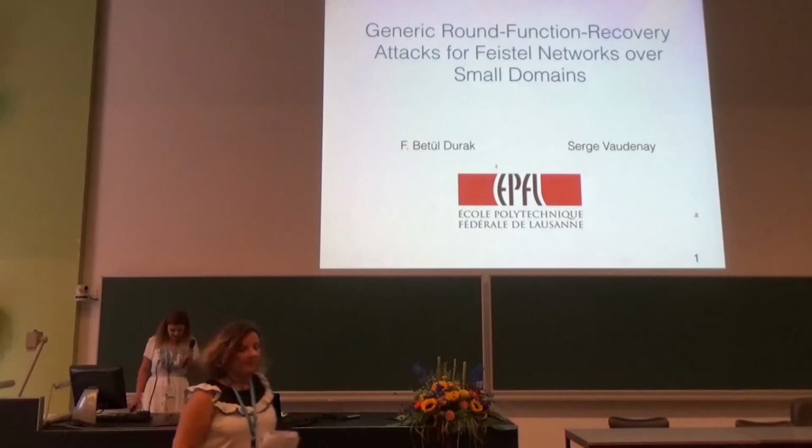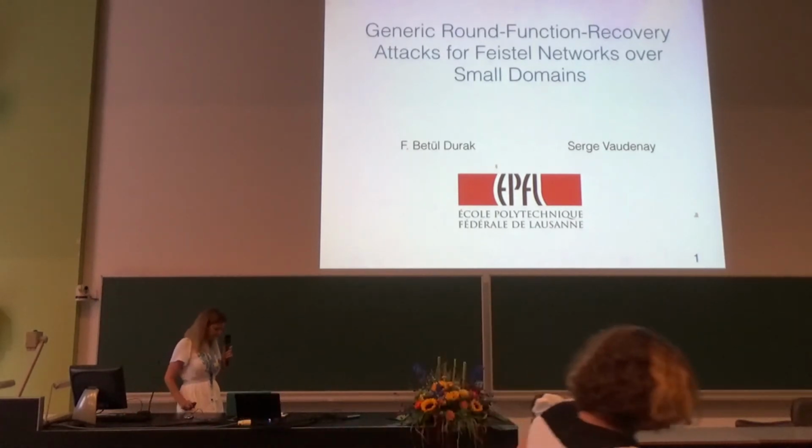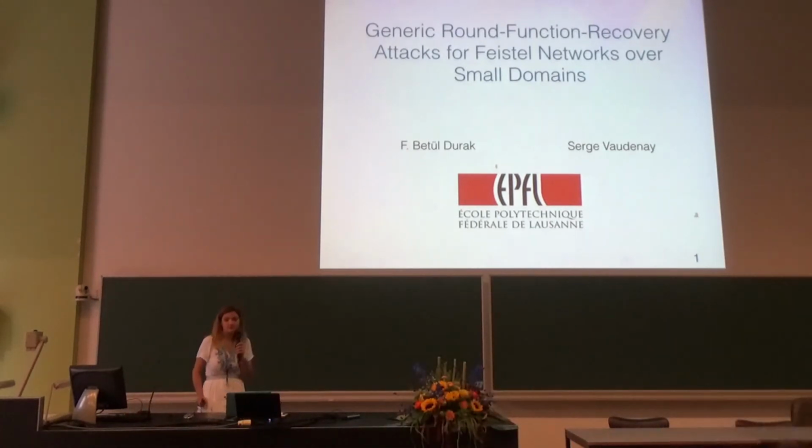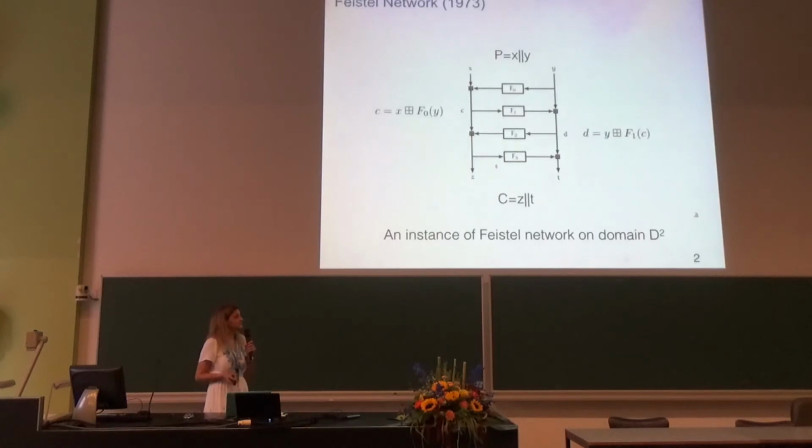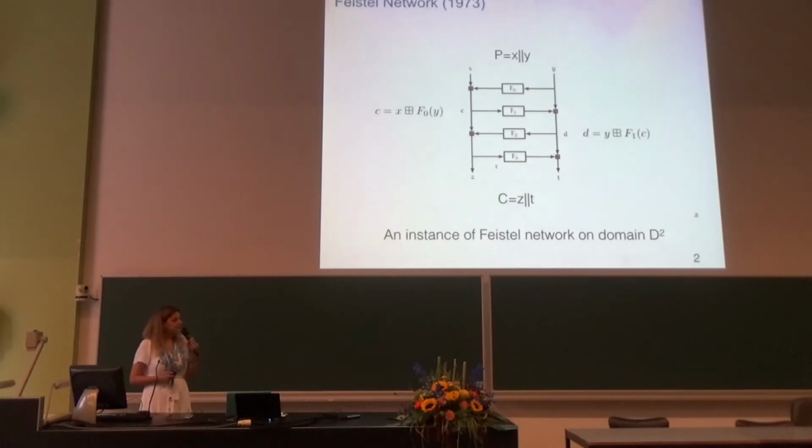Hello everyone, I'm Betül Durak from EPFL, and this is a joint work with my co-author, also from EPFL. Since I'm going to talk about generic attacks on Feistel networks, I'm going to start with defining what a Feistel network is. Basically, it's an iterative cipher that was invented by Dr. Feistel at IBM in the early 70s, and it takes a message from a domain D square and encrypts it to the ciphertext in the same domain D square.